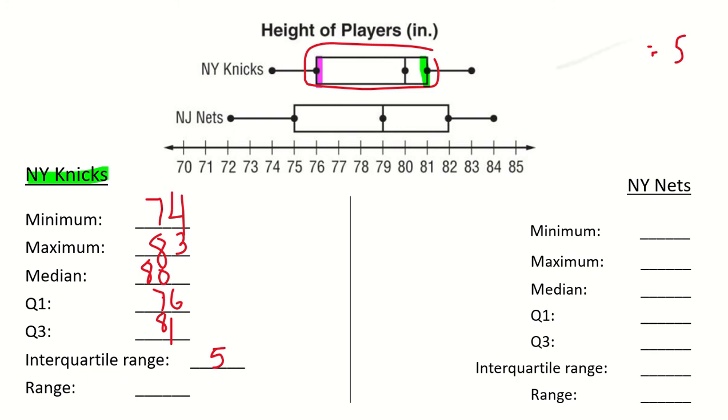And then the range, that's referring to the whole graph, the graph as a whole. What's the range? The difference between the highest and the lowest value. That is, what was that? 83 minus 74. That would be 9.